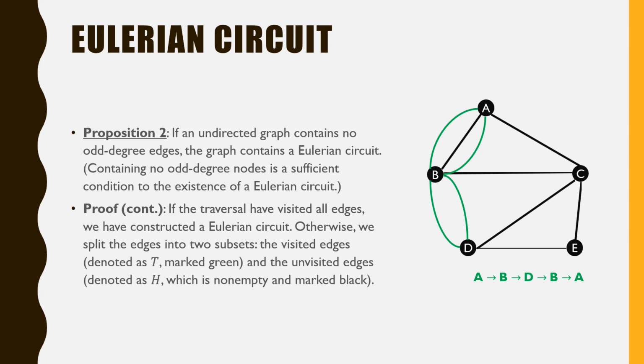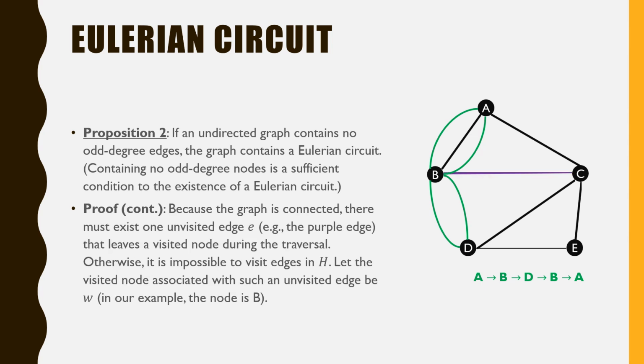However, in some cases, the initial traversal may only cover a subset of edges. Denote the traversed cycle, as well as the set of edges contained in it, as T. Also, denote the set of unvisited edges as H. For example, suppose that the first traversal forms the cycle A to B to D to B to A. In this case, the green edges represent the set T, and the remaining black edges represent the set H.